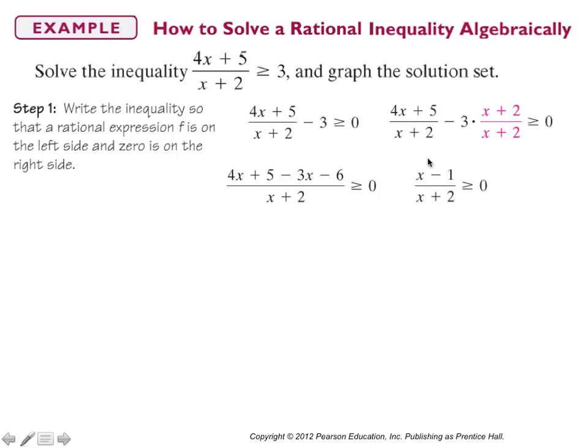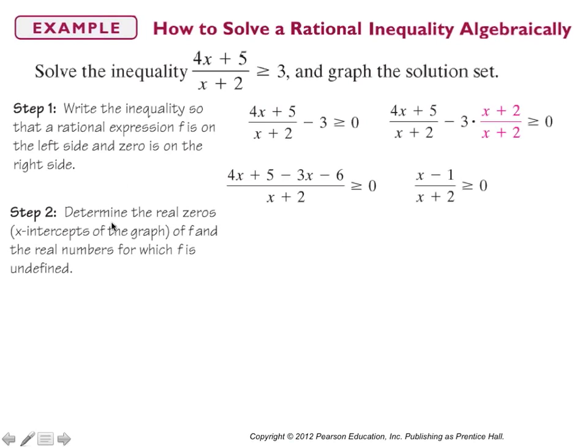Now this looks much nicer than my original because I have 0 on the right-hand side and I have everything as a part of one fraction. So there's nothing really that I need to do there. Okay, now I just have to go about solving my equation. So now what I need to do is determine the real zeros and the real numbers for which f is undefined. So all you need to do when you have a rational inequality like this is set your numerator equal to 0 and set your denominator equal to 0.